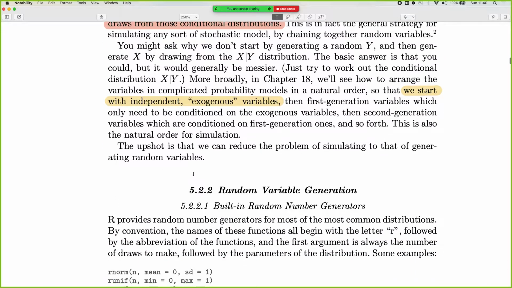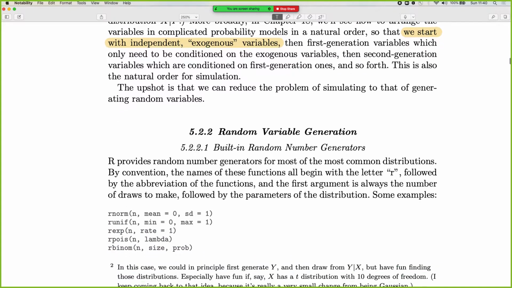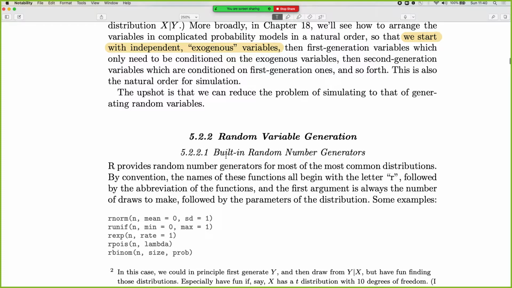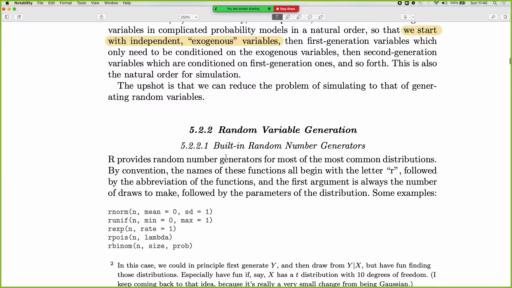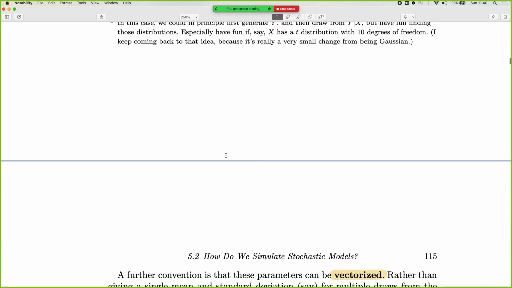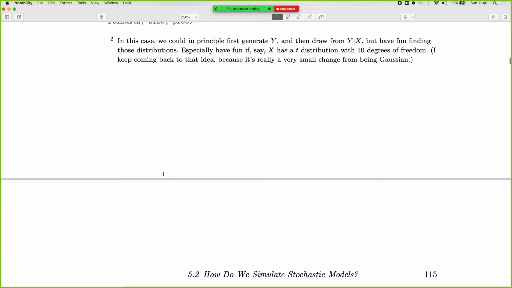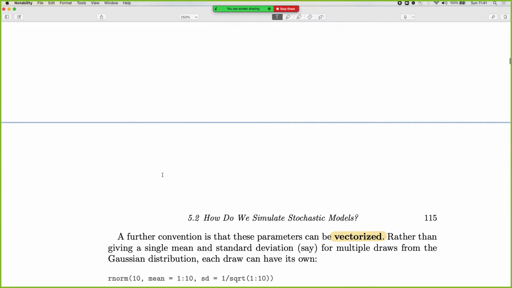Right. This is the natural order for simulation. Then we have random variable generation. R provides... Oh, okay, it's talking about R. So the motivation he offers is we have these libraries that generate random variables, but we don't really know how they generate these random variables. So let's open up this black box and try to understand what these libraries do.